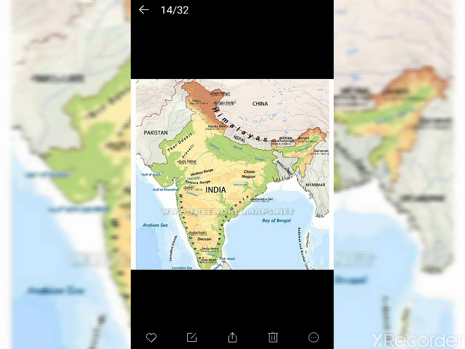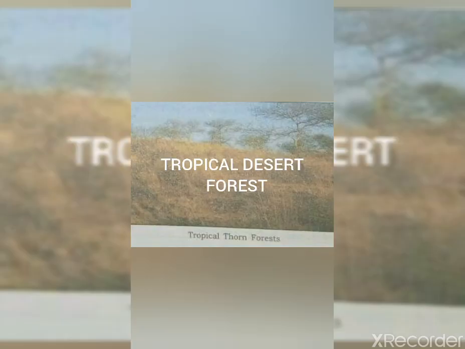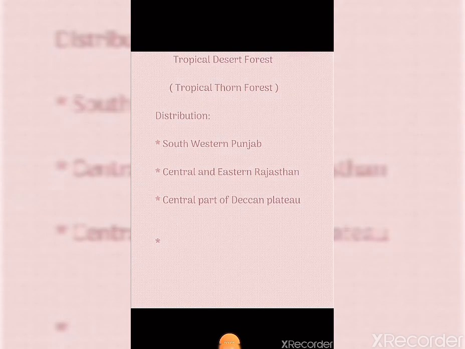In India, there are some regions which receive less amount of rainfall. In those regions, tropical desert forest thrives. Tropical evergreen forest is present in the heavy rainfall region, monsoon forest is found in moderate rainfall region, and low rainfall region has the presence of tropical desert forest. Now we can study about it.